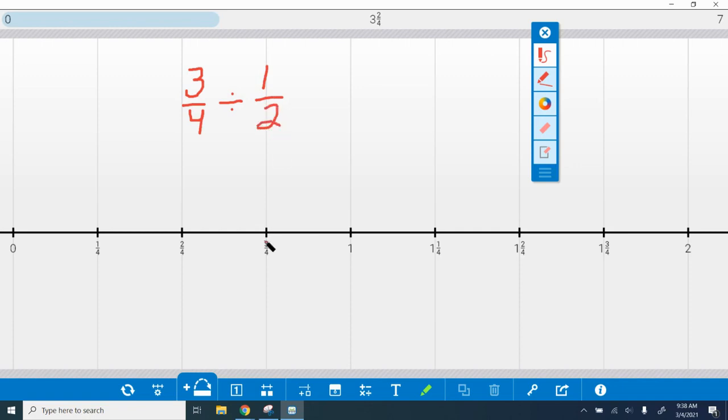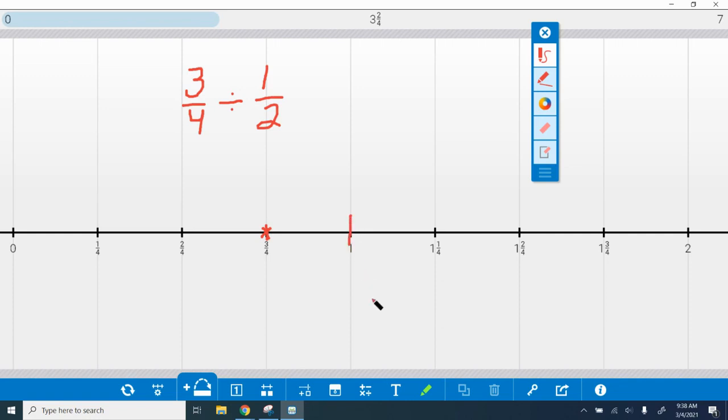Let's take a look at our number line below. This number line goes from 0 to 2. Here's 3/4. 3/4 of what? 1/4, 2/4, 3/4, 4/4. 3/4 out of a whole. So I'm going to go ahead and mark my whole right here.